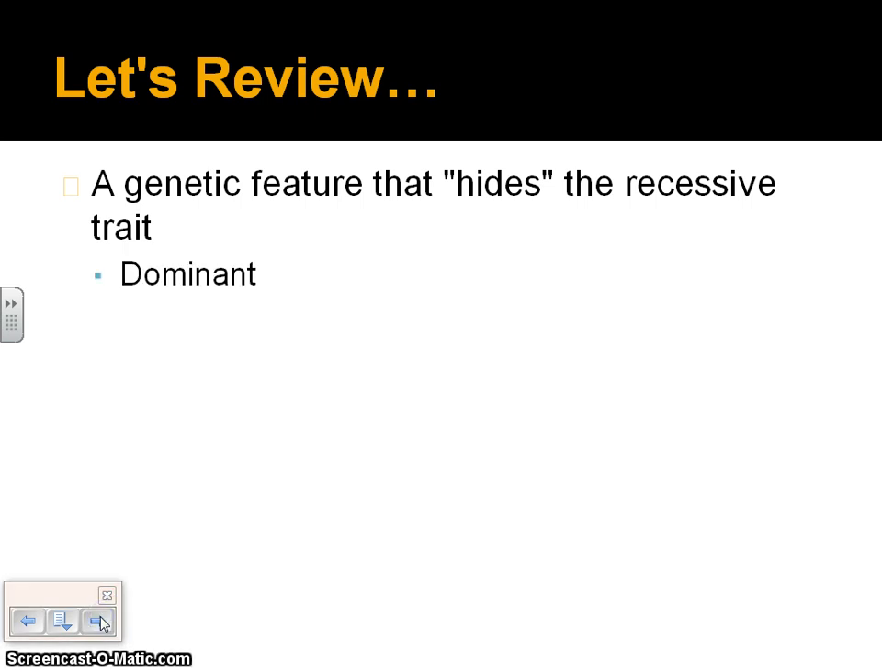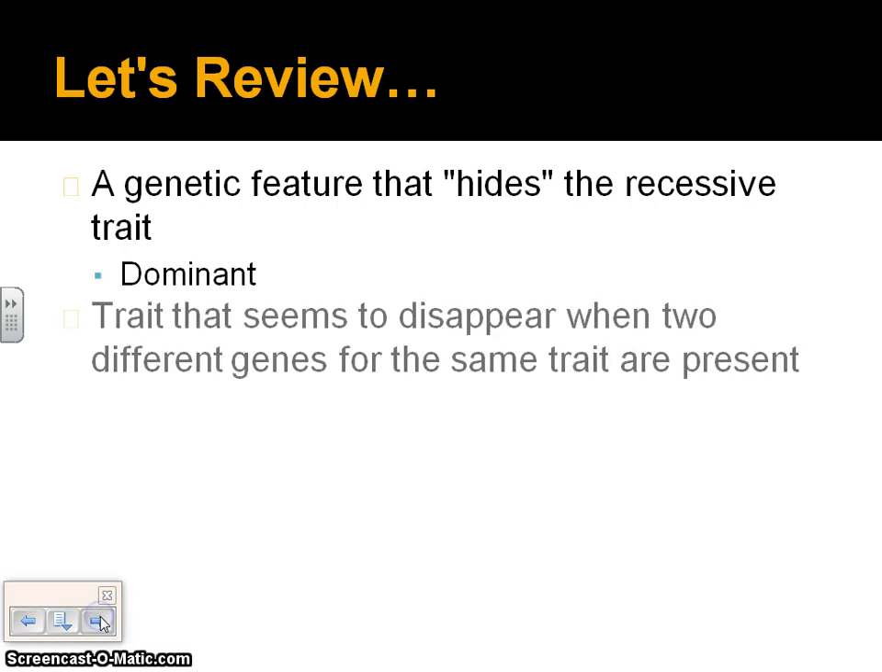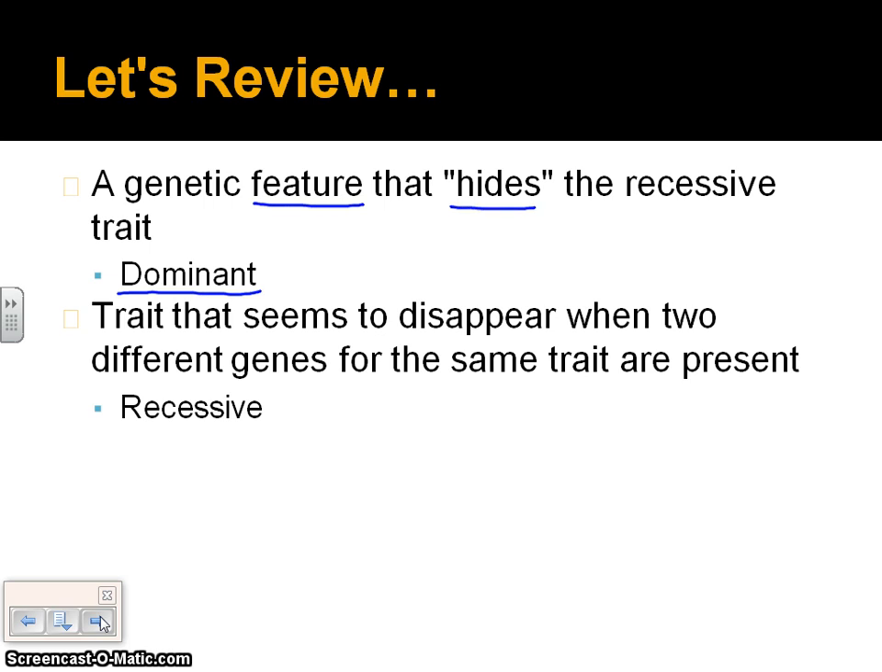So a genetic feature that hides the recessive is called dominant. Traits that seem to disappear when two different genes for the same trait are present is called recessive. You don't have to write this all down word for word. We actually have already defined these a little bit. So dominant is a feature that hides recessive, right? The trait that seems to disappear when two different genes for the same trait are present is recessive. What is the only way recessive can be shown?